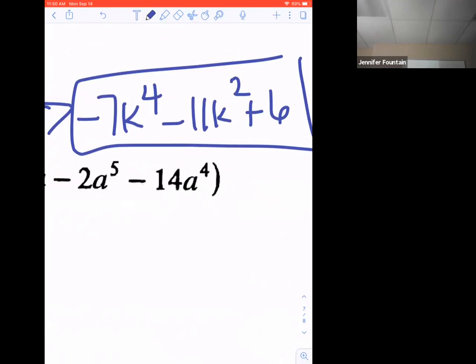You're going to put your variables with exponents first. Start with your highest exponent of 4. Then you use your next exponent of 2, and then constants come last.